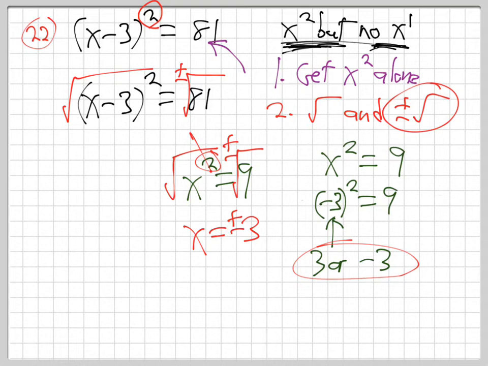That way, that plus or minus is just shorthand for both positive and negative 3. It's just a shorthand way of writing it. It means 2 answers. Why? Because it's true. Just look at it. X squared, 3 or negative 3 works. So when you put a root on both sides, you got to put plus or minus.